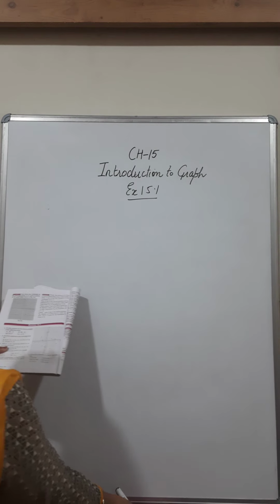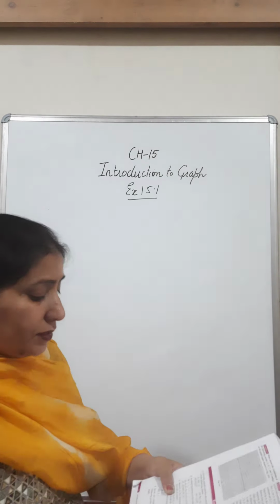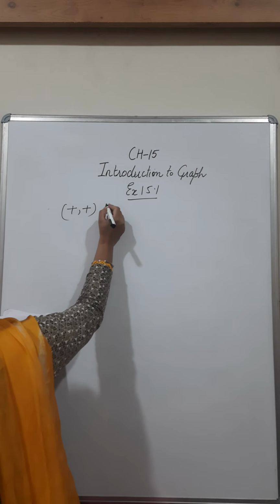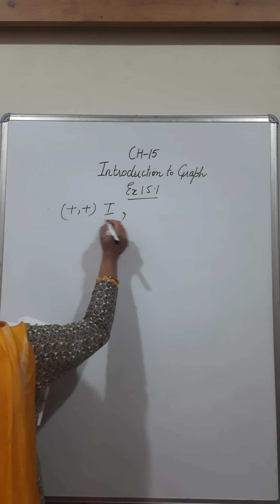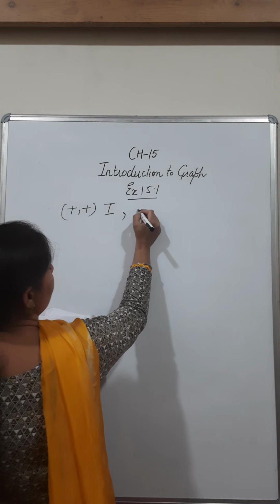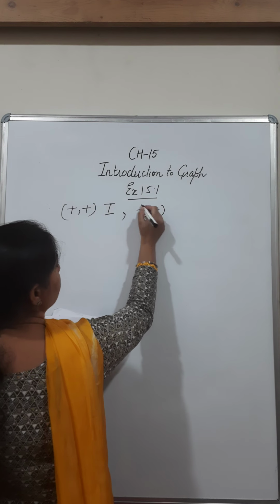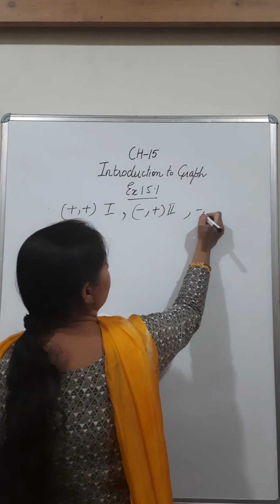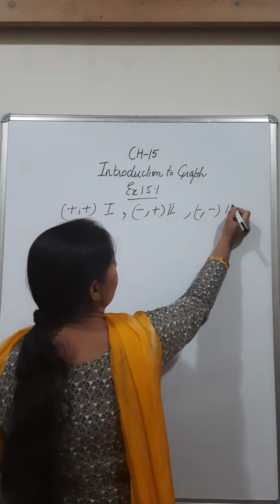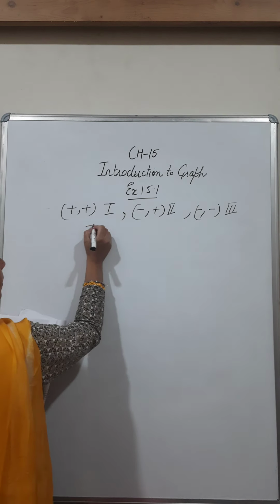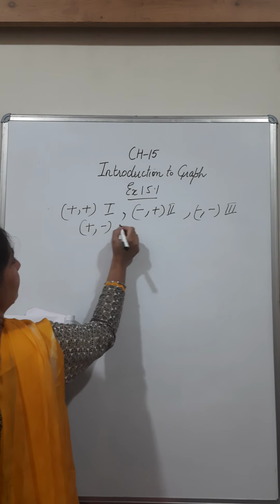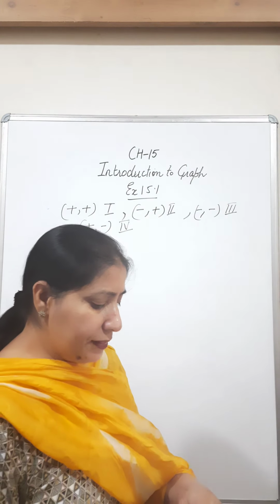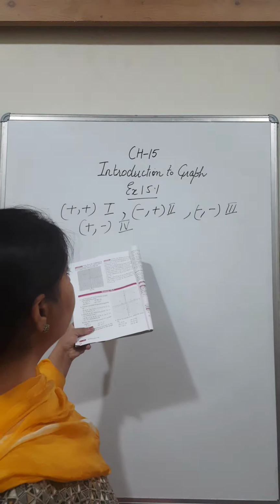As we discussed in the introduction video, any point where x and y both are positive will lie in the first quadrant. You have to keep these concepts in mind. If x is negative but y is positive, it will lie in the second quadrant. If x is negative and y is also negative, it will lie in the third quadrant. And if x is positive but y is negative, it will lie in the fourth quadrant. Accordingly, we will tell which quadrant each point is in.